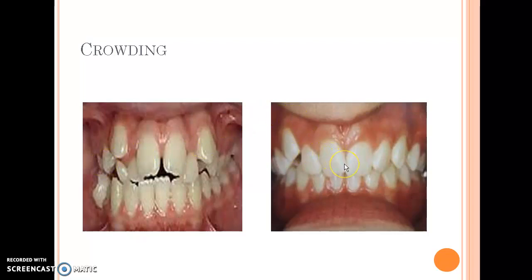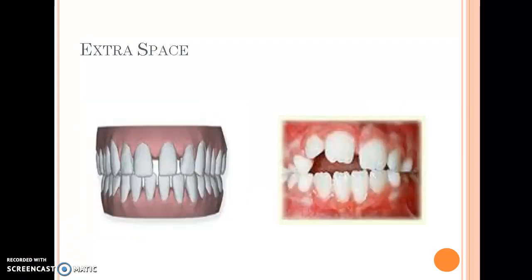On this case, there is no space, but for some reason, this cuspid is not able to fall into the proper spot. Perhaps this would be a case, again, of a tooth being prematurely lost in the deciduous dentition. Not exactly sure, but there's something that's preventing that tooth from falling into its proper spot of occlusion.